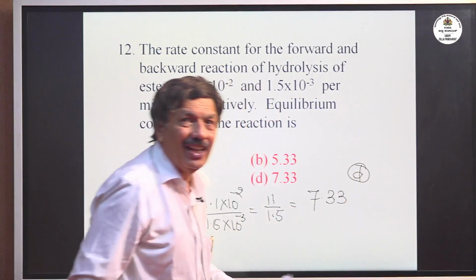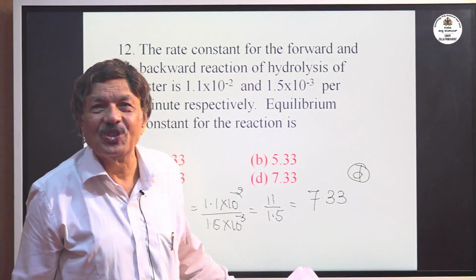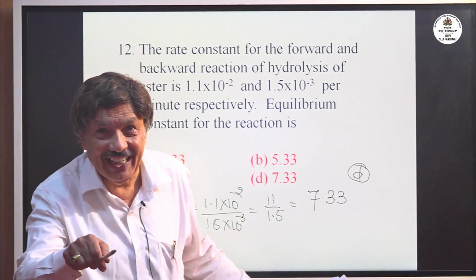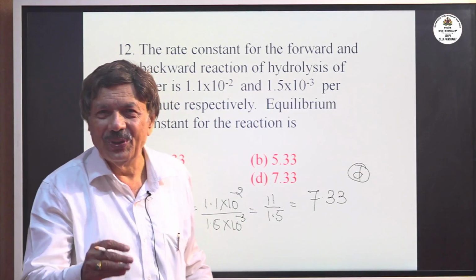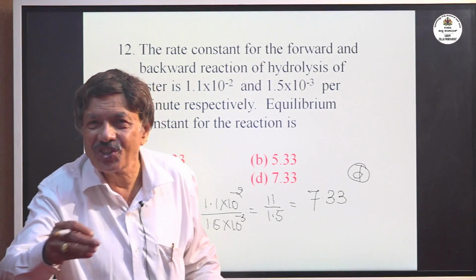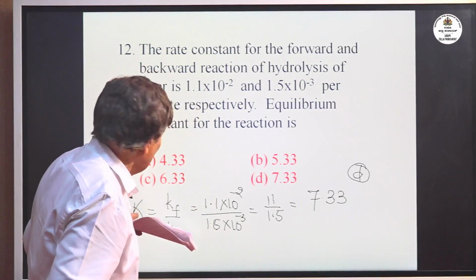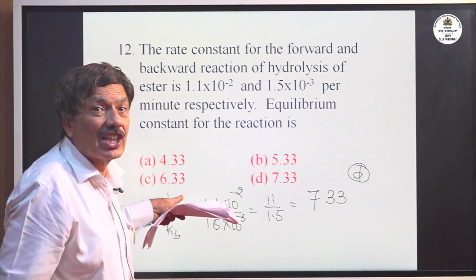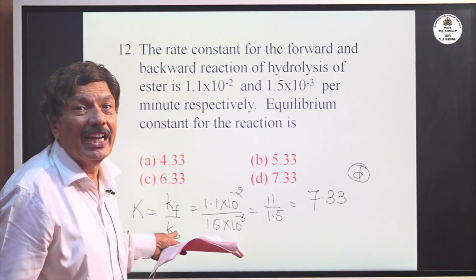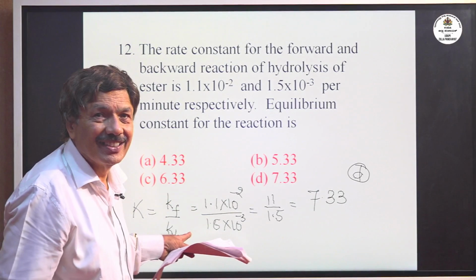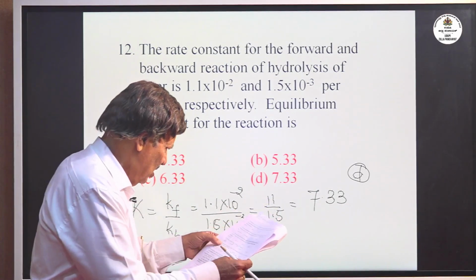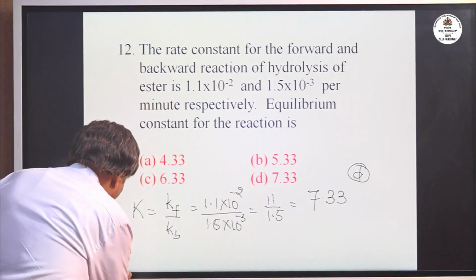Very simple question. Of course, this was the question which was asked in your CET only, but long back. Now, you can't expect such easy questions. Questions will be a little of higher level. So, equilibrium constant is the rate constant for forward reaction divided by the rate constant for backward reaction. So, that's the answer you got. We'll move on to the next question.